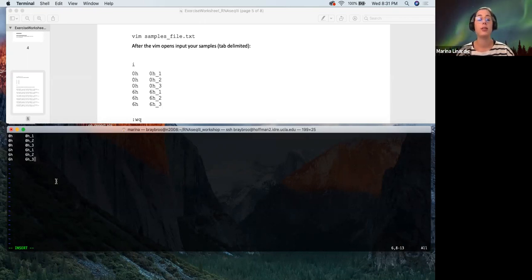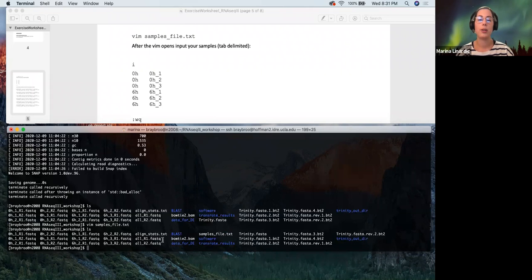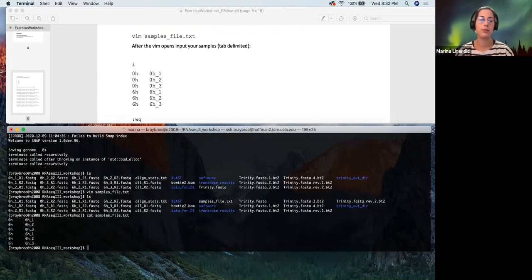After we are done, first press escape. This insert will move. Then press colon. It's going to appear here below. WQ, which means write and quit, and enter. It's going to take you back to this terminal right here. ls should be right here somewhere. There we go. And if we want to look at it, you just do cat samplesfile, and it's right here. So 3 of 0s, 3 of 6 hours. Okay, so we have that done.